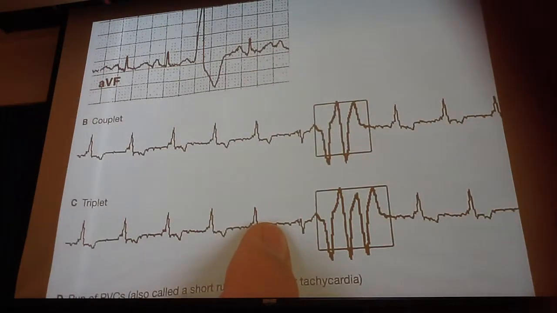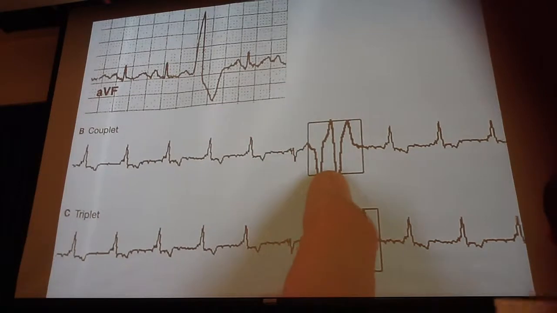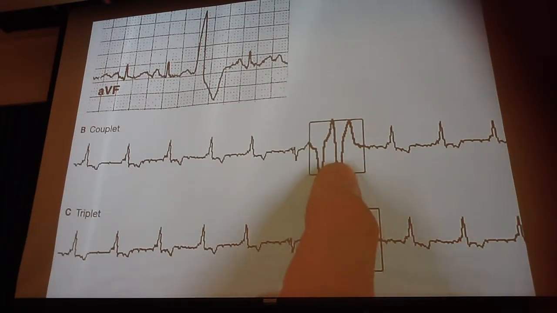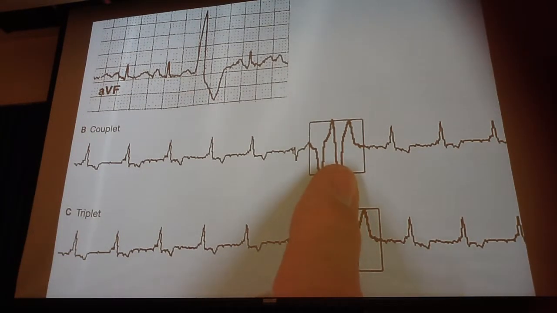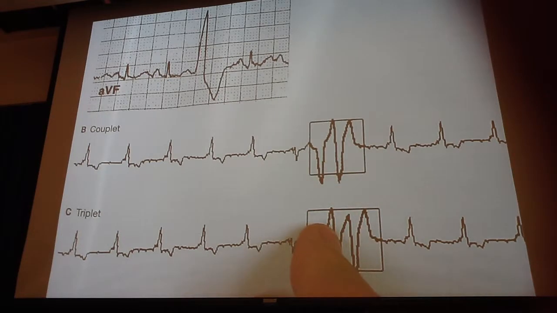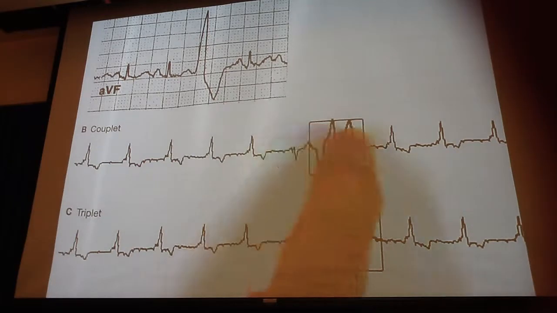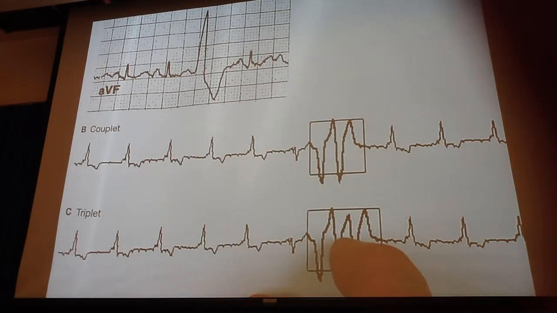Now, the bad thing is when you start getting runs of PVCs, because a lot of time that's usually a sign before they go into ventricular fibrillation or just cardiac fibrillation. Okay? So when you start having runs of them together, that's usually dangerous.